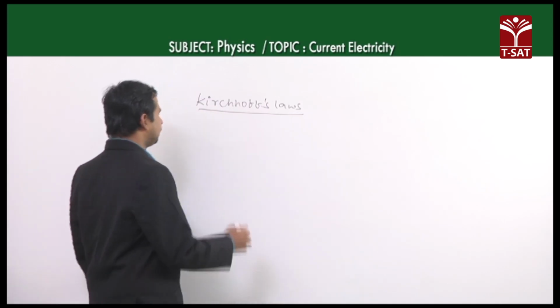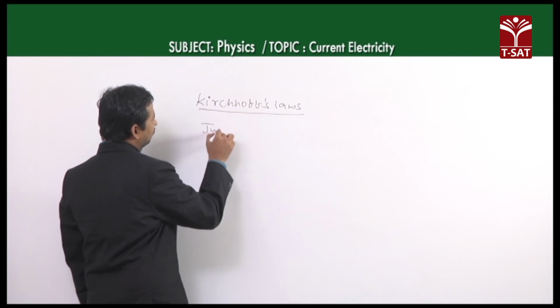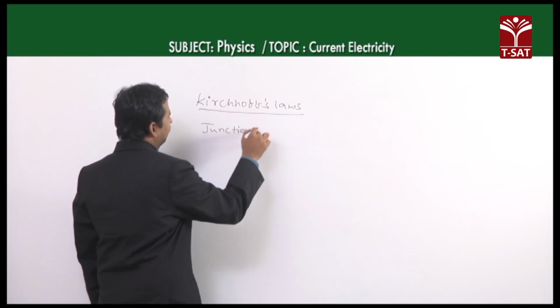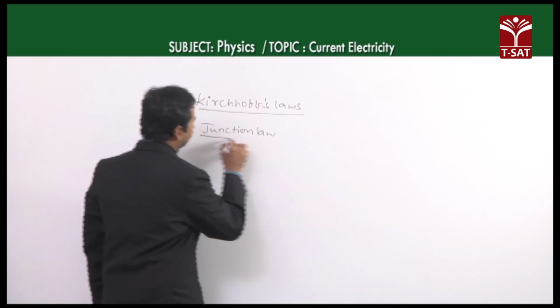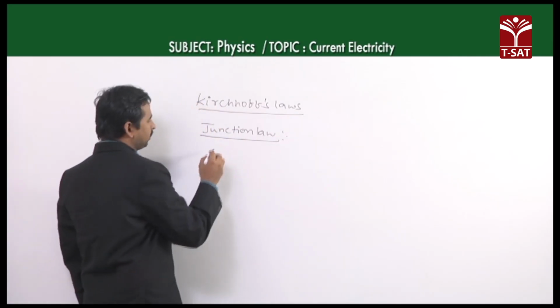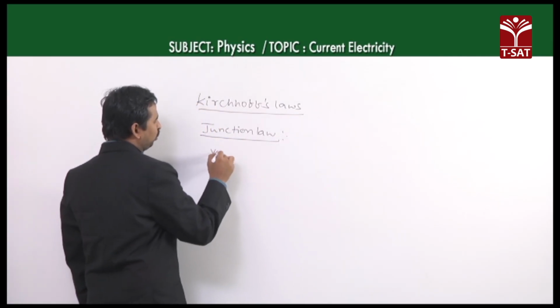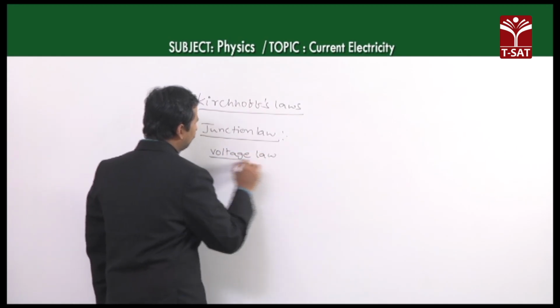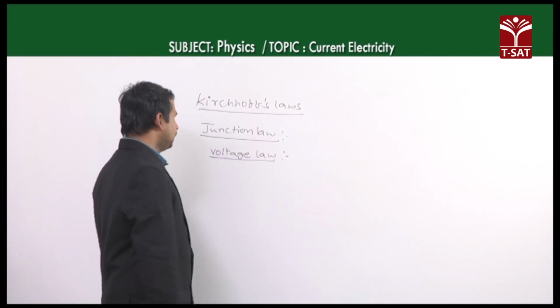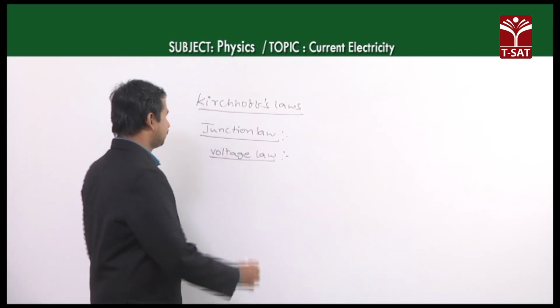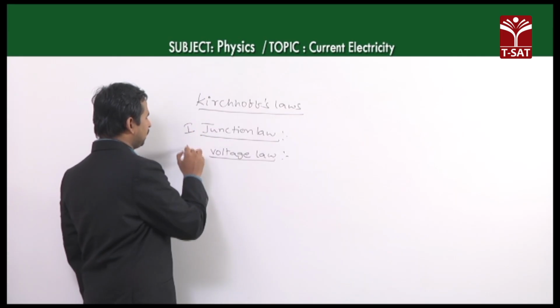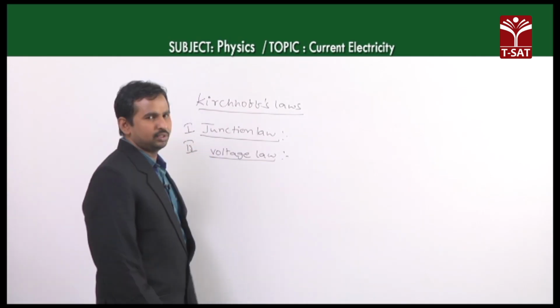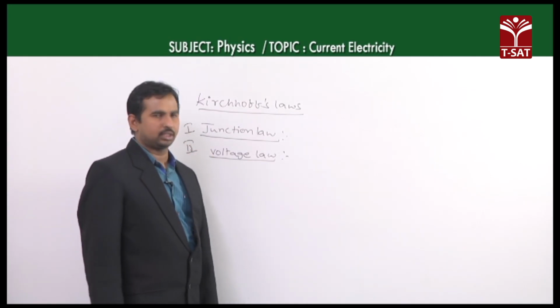The first one we call the junction law, that is the current law, or it is called the junction law, and the second one is called the voltage law or loop law. Okay, junction law and loop law. The first one is about the junction, and the second one is about the voltage, which is the loop law we call that.